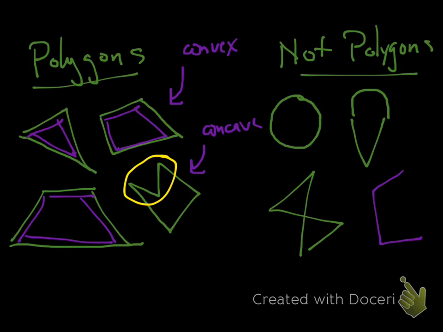Okay? And then if you're talking about not polygons, a circle is not a polygon because it has to be a straight line, no curves. Just like this one right here. You've got straight lines and then that curve makes it not a polygon. This one's not a polygon because it's intersecting. Okay? And this one's not a polygon because the ends are not connected.